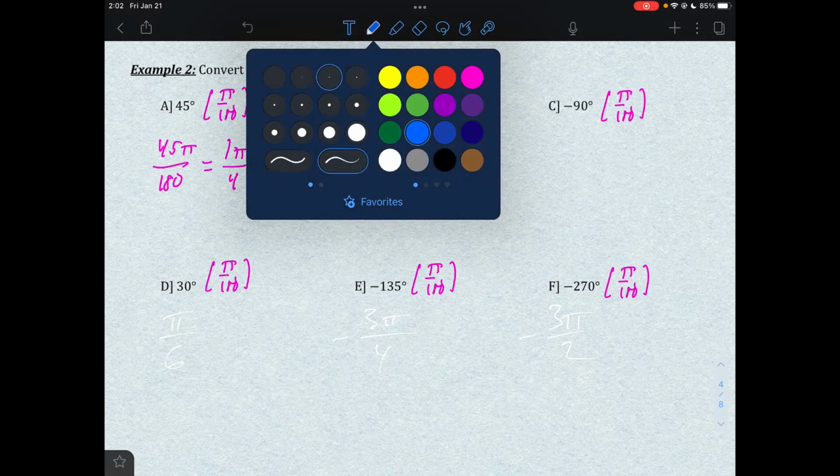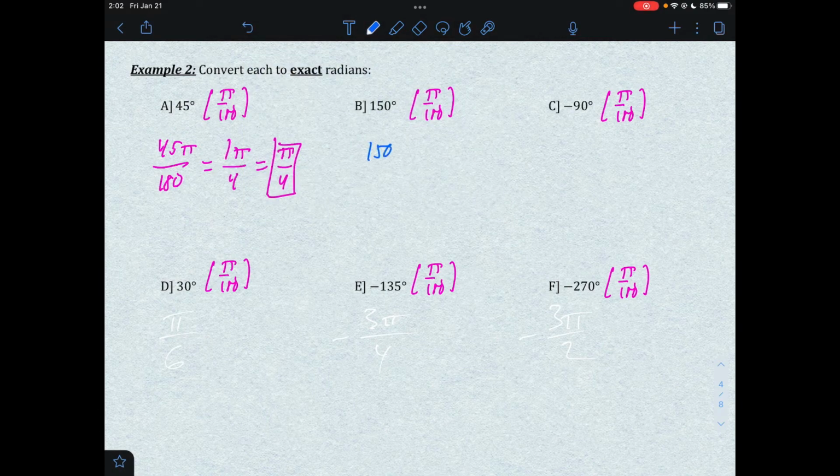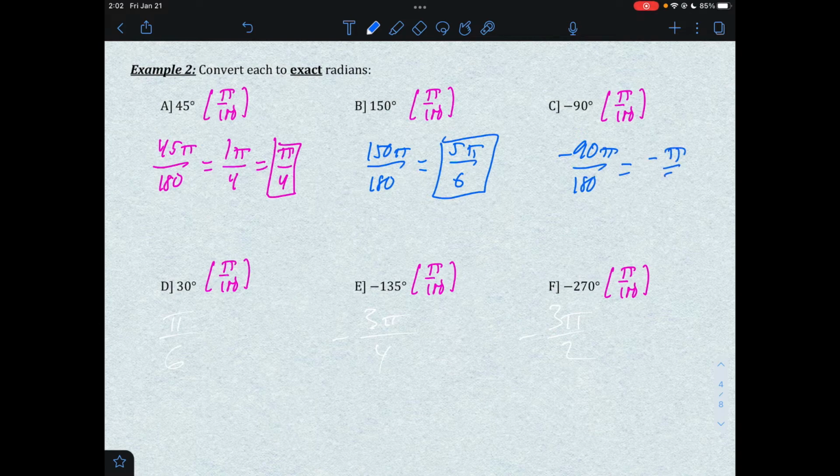All right, second one. We would get 150 pi over 180. And again, we can reduce that down to 5 pi over 6. And C, negative 90 pi over 180 would be negative 1 pi over 2, or just negative pi over 2.